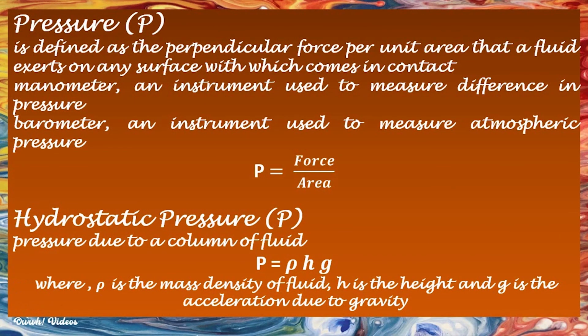Pressure is defined as the perpendicular force per unit area that a fluid exerts on any surface with which it comes in contact. Manometer, an instrument used to measure difference in pressure. Barometer, an instrument used to measure atmospheric pressure. P is force over area. Hydrostatic pressure, pressure due to a column of fluid. P = ρgh, where ρ is the mass density of the fluid, h is the height, and g is the acceleration due to gravity.